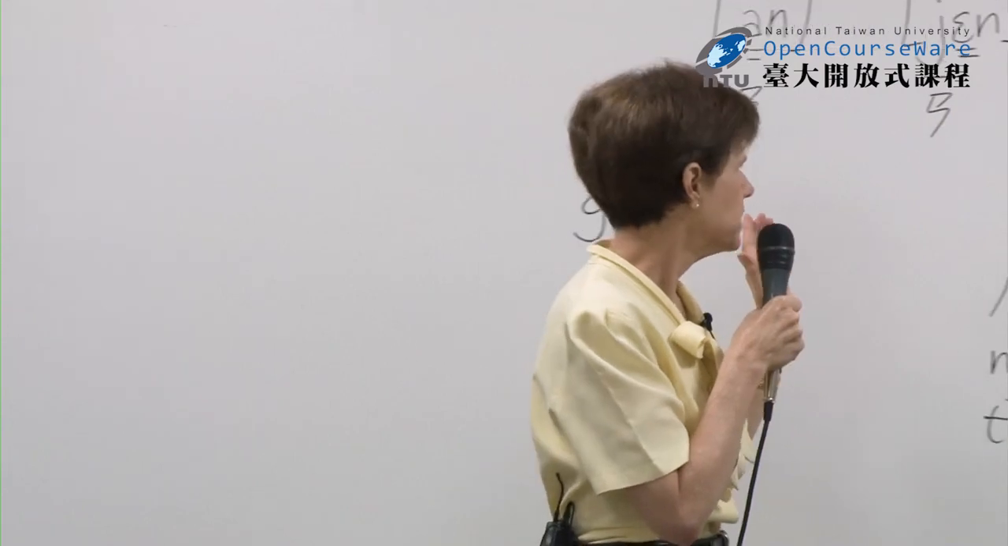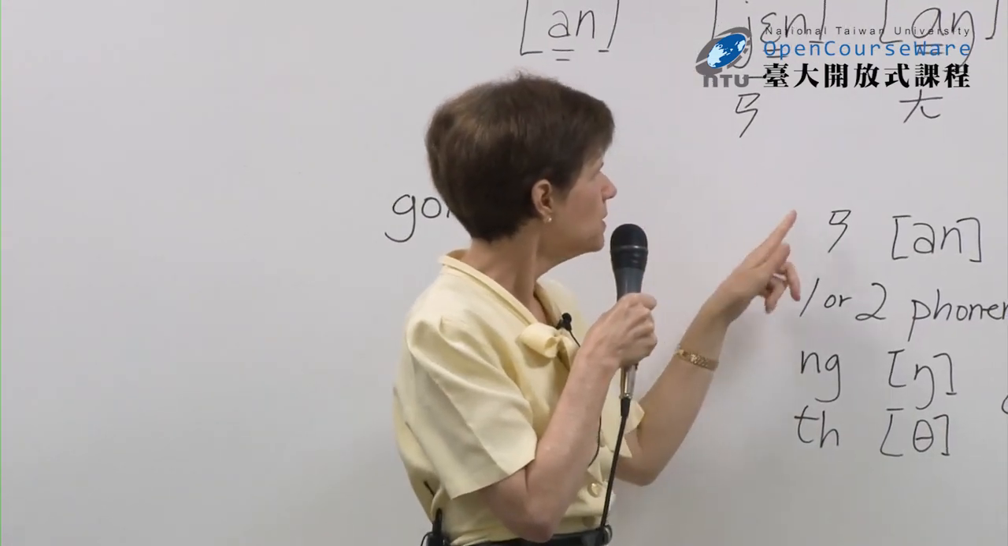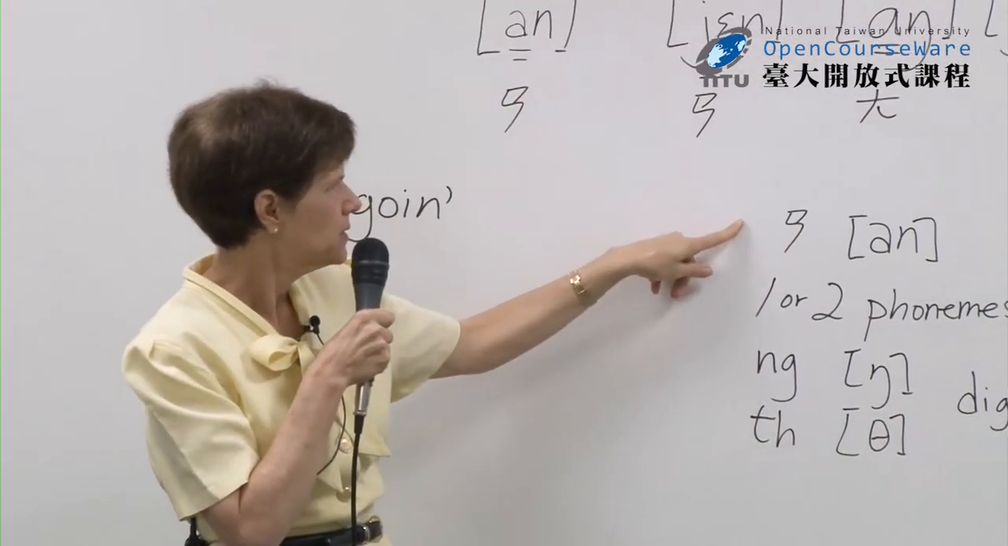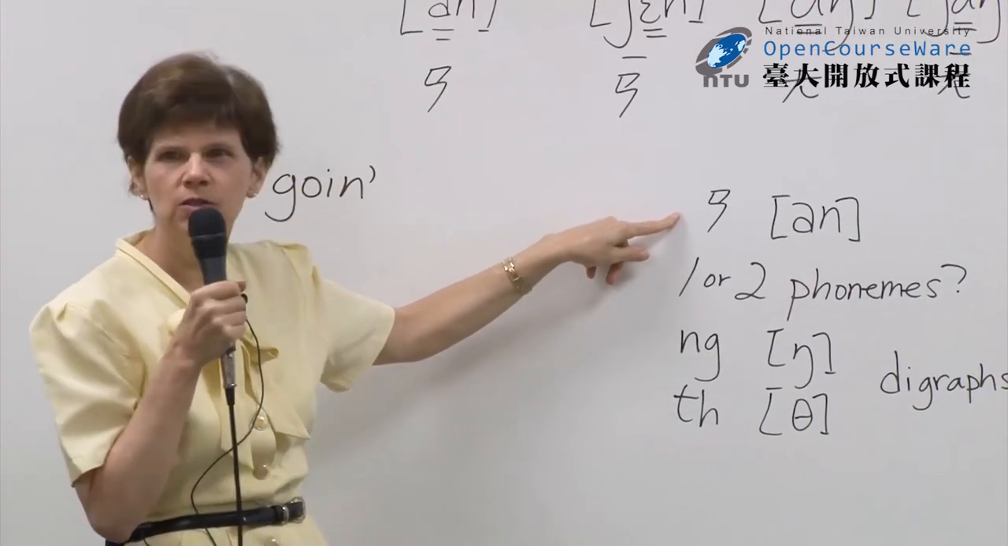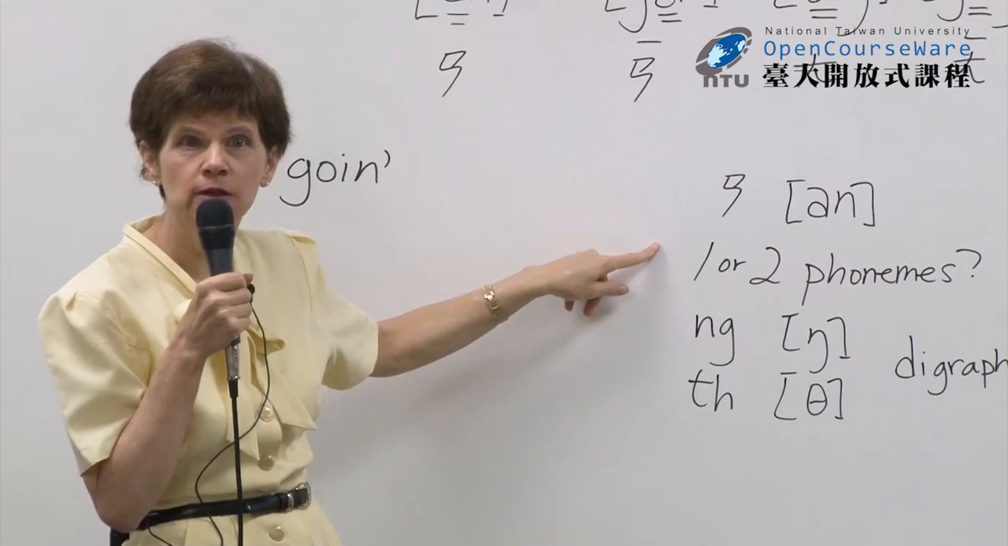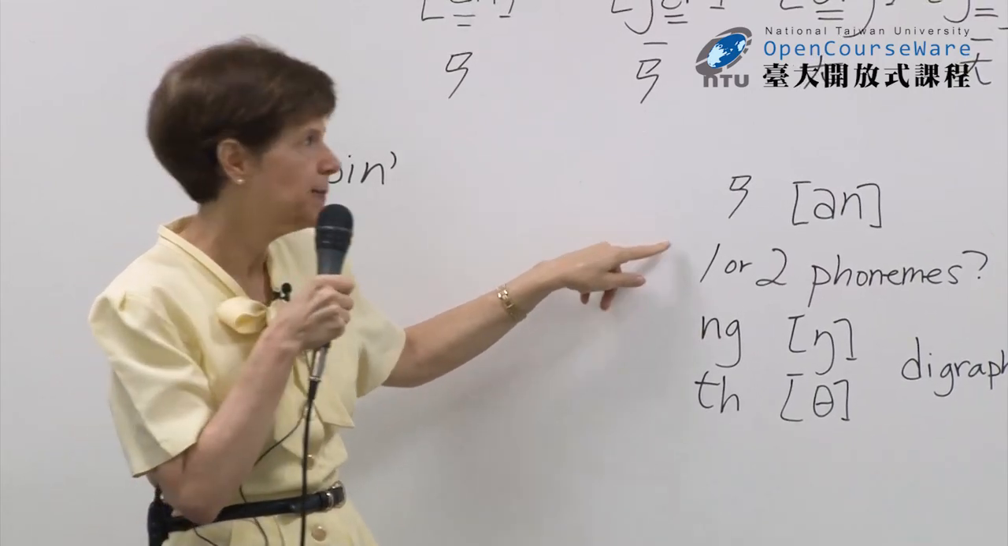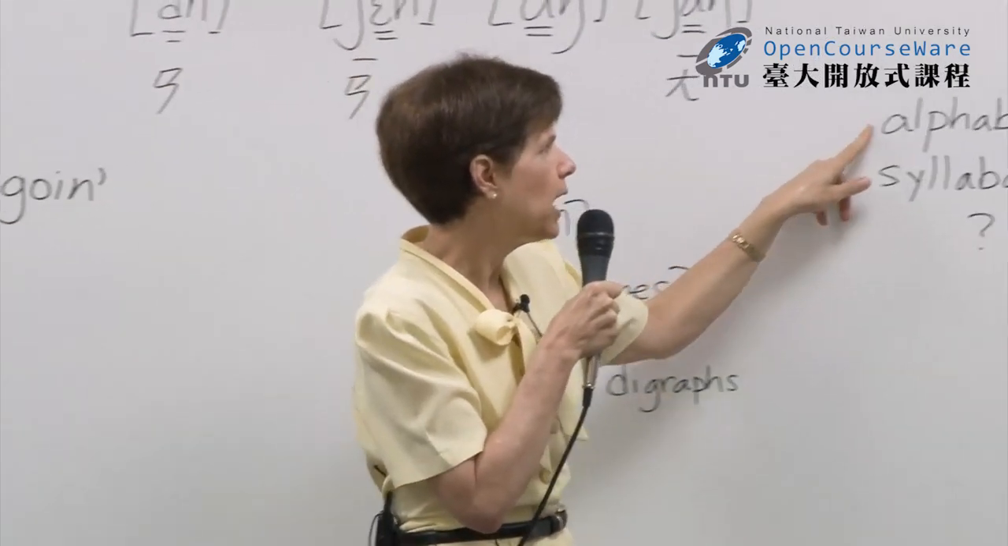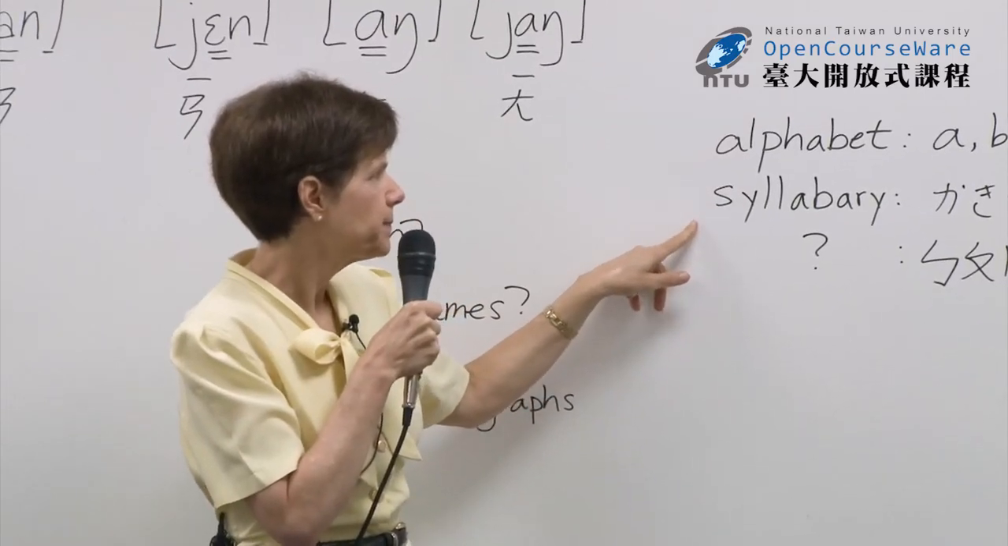Zhuyin fuhao is kind of curious. So, well, I wrote this here. Alex was saying, are you sure an isn't just one phoneme? Is everybody convinced now that an has two phonemes? Do you all believe it? What is zhuyin fuhao? Okay, how do we classify it?